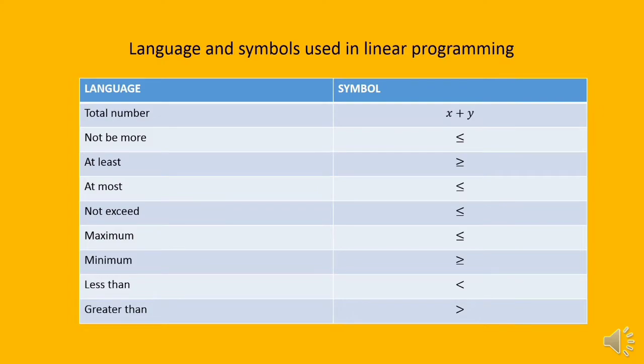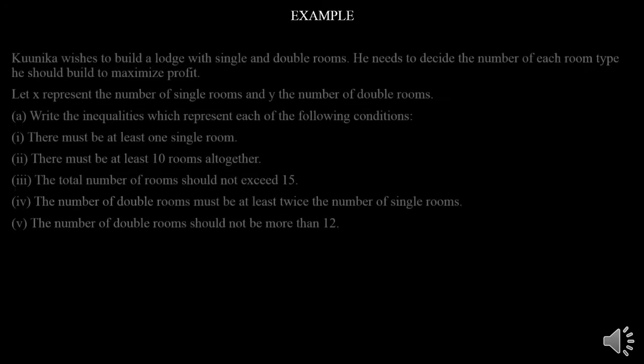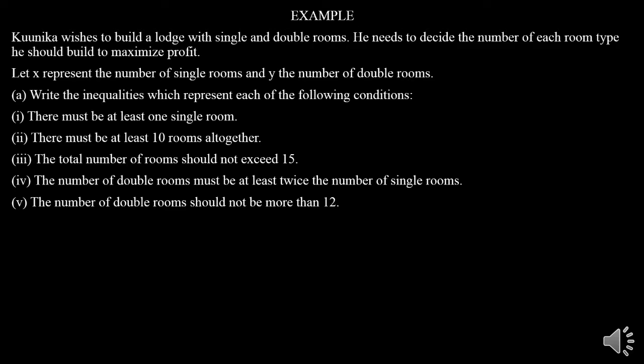So now we go to our first example. It's from a past paper. The example says that Kunika wishes to build a lodge with single and double rooms. He needs to decide the number of each room type he should build to maximize his profit. Let X represent the number of single rooms and Y the number of double rooms. For A, it says, write the inequalities which represent each of the following conditions.